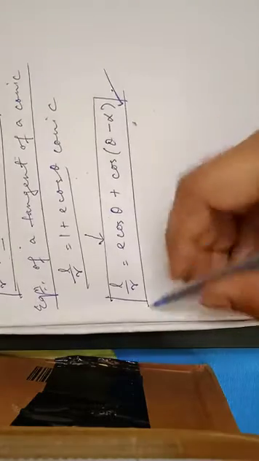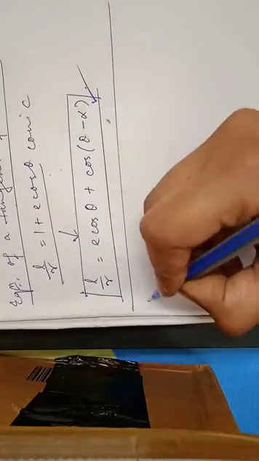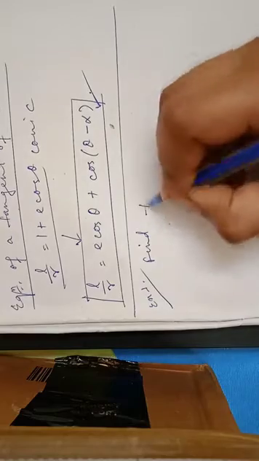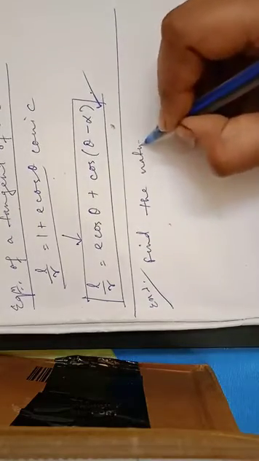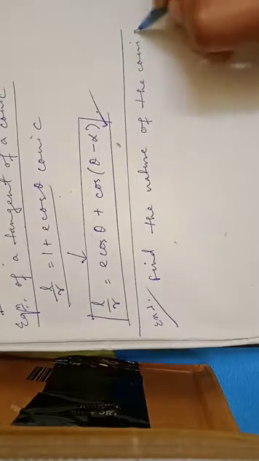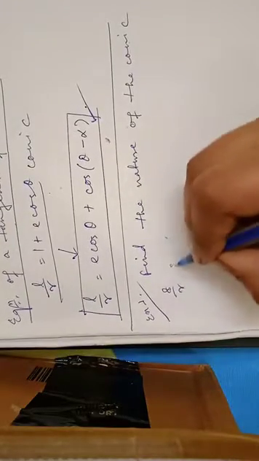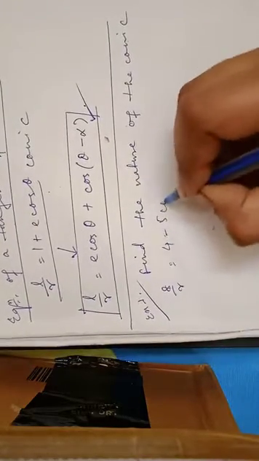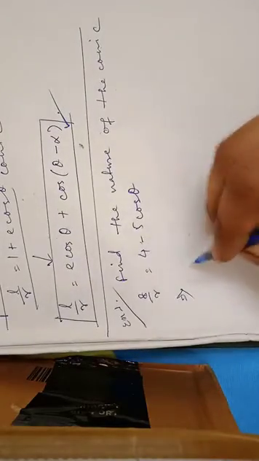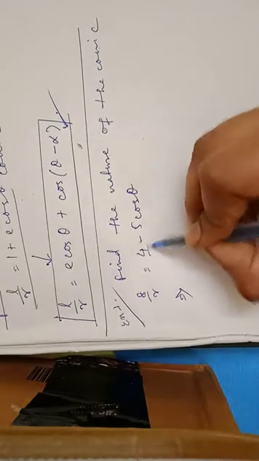So starting with problem solving, example 1. Find the nature of the conic 8 by r equals 4 minus 5 cos theta. So the form is L by r equals 1 minus e cos theta. So this one should be 1.